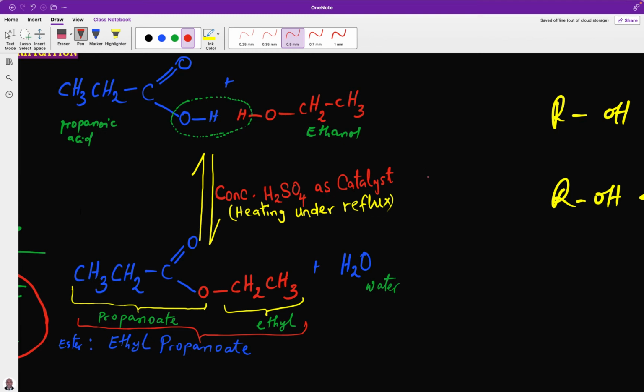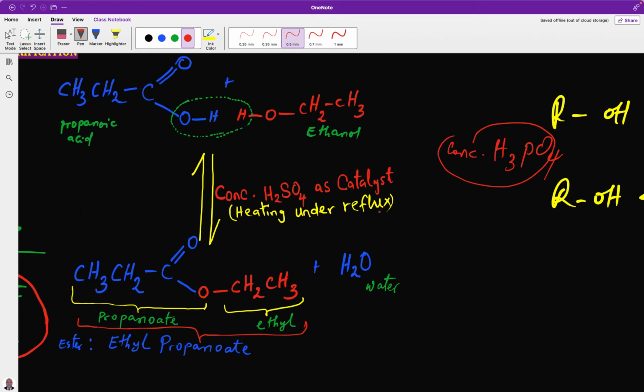Either you use concentrated sulfuric acid, or you can still use concentrated phosphoric acid. You could use concentrated phosphoric acid, or you use concentrated sulfuric acid. These are the two acids that you can use. And the reaction mixture is heated under reflux.